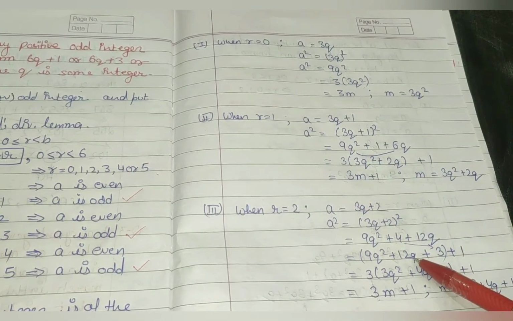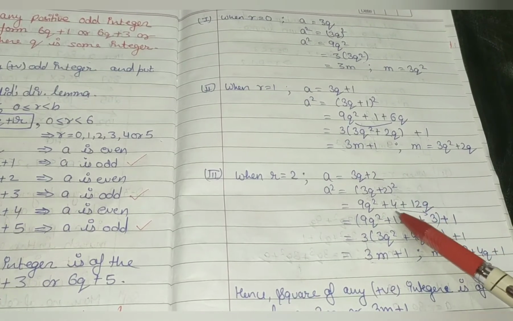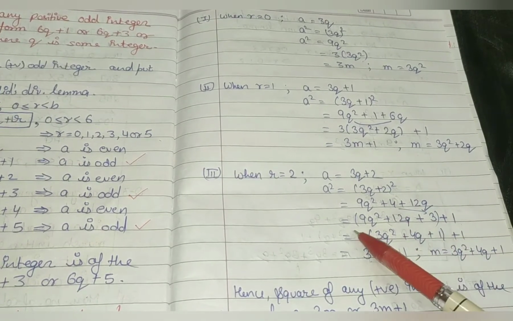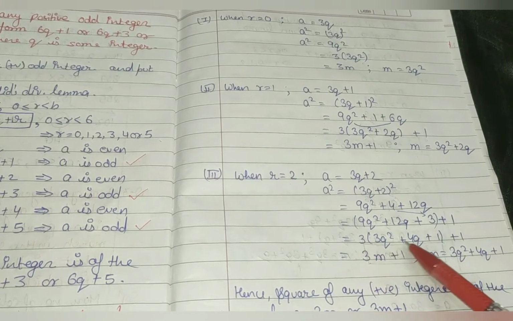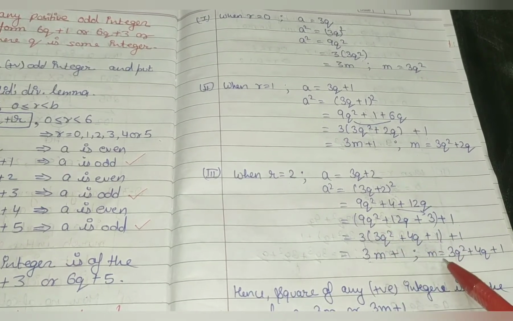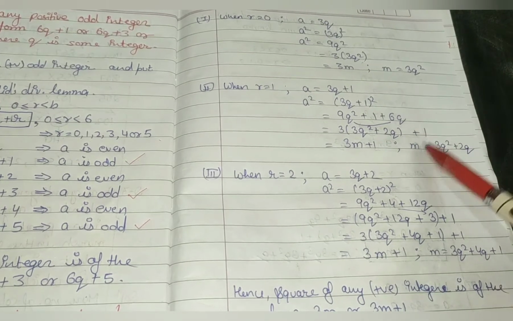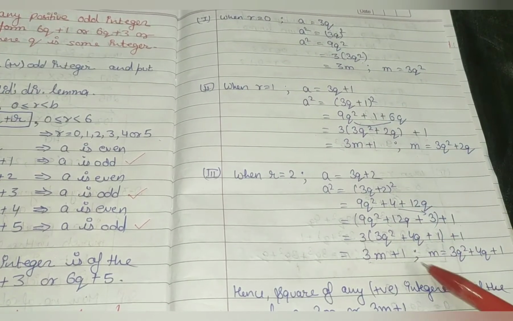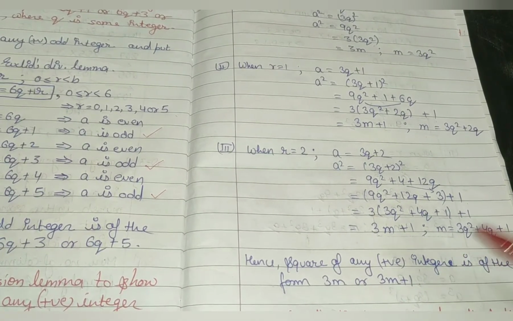And last is when r is 2. In the same manner I am going to apply the identity. Till this step you can observe. Now what I am doing after this step, I am going to split this 4 as 3 plus 1. I am going to take these 3 terms in one bracket and take 3 as common, and the rest of the factors inside the bracket. Now again I am going to replace this whole bracket by m. So what do I get? 3m plus 1. So you are observing whether r is 0, 1 or 2, they are always of the form either 3m or 3m plus 1. So hence the square of any positive integer is of the form 3m or 3m plus 1.